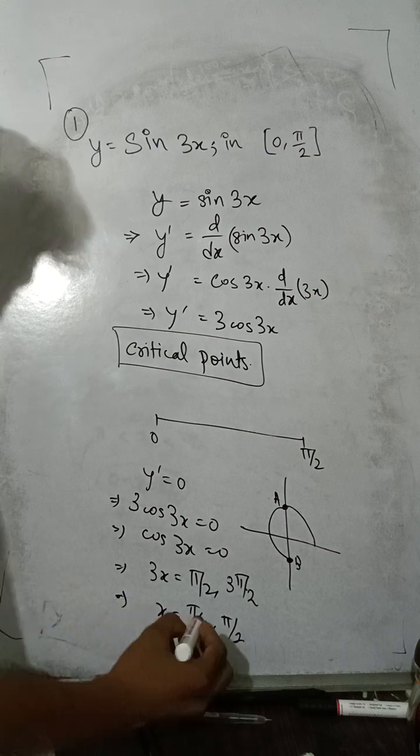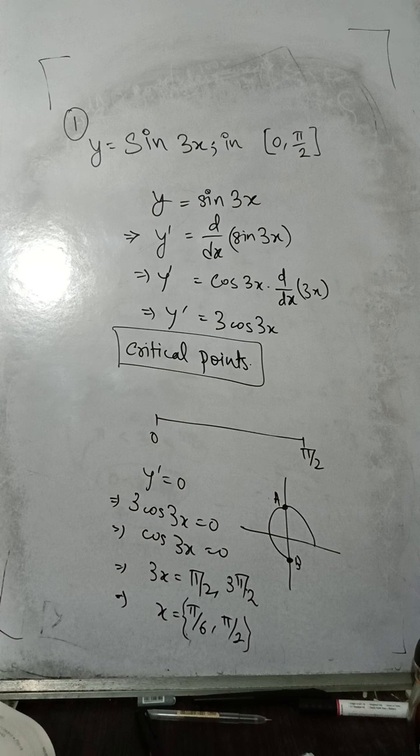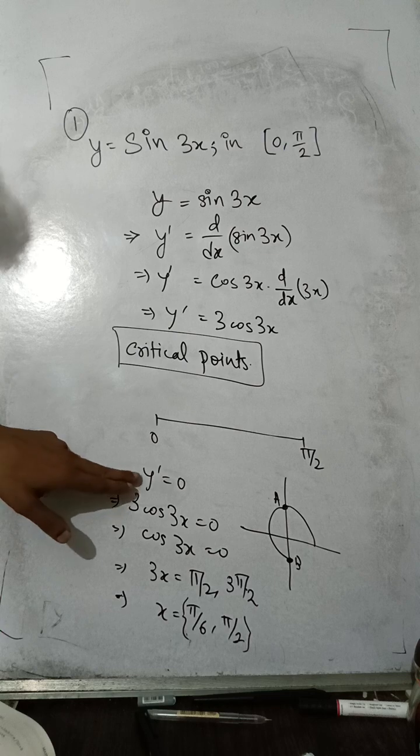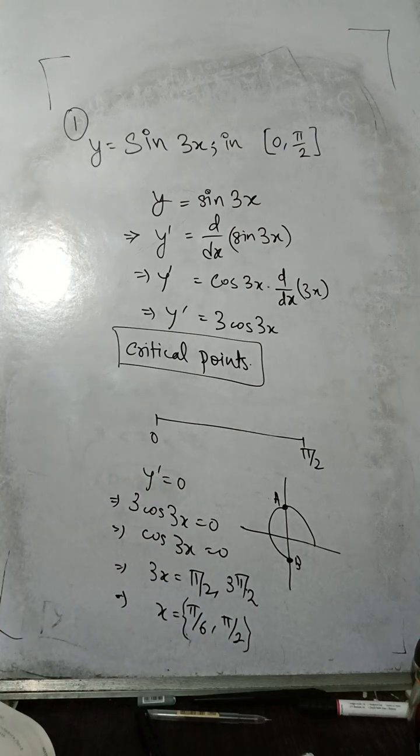So these are the two critical points. What do I mean by critical points? Critical points are those points where our equation becomes equal to 0. Critical points are those points where y dash becomes 0.